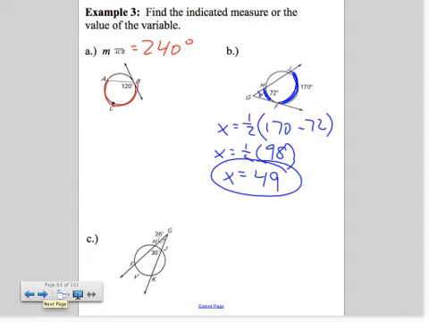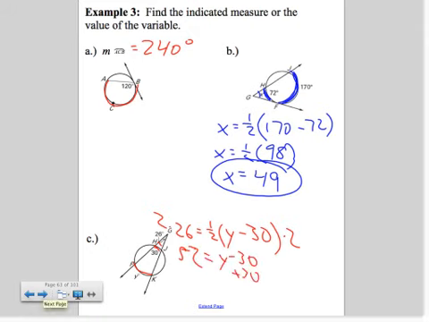And finally, part C, same idea, except now you're solving for something different. I know the angle outside, I know this arc, and I want to know this arc. We know that the angle outside is equal to 1/2 times the difference of y and 30. Same theorem, just applying it in a different manner. I'm going to get rid of the 1/2 right away, so I'll multiply both sides by 2. So 52 equals y minus 30. Add 30 to both sides, and so y is equal to 82.